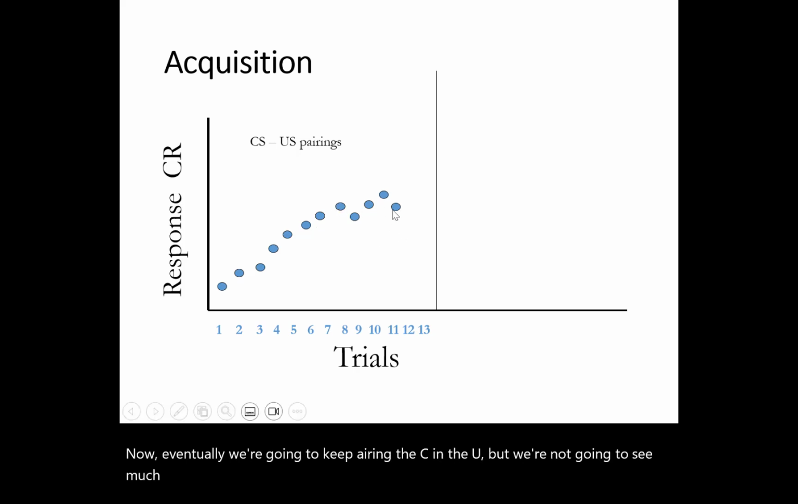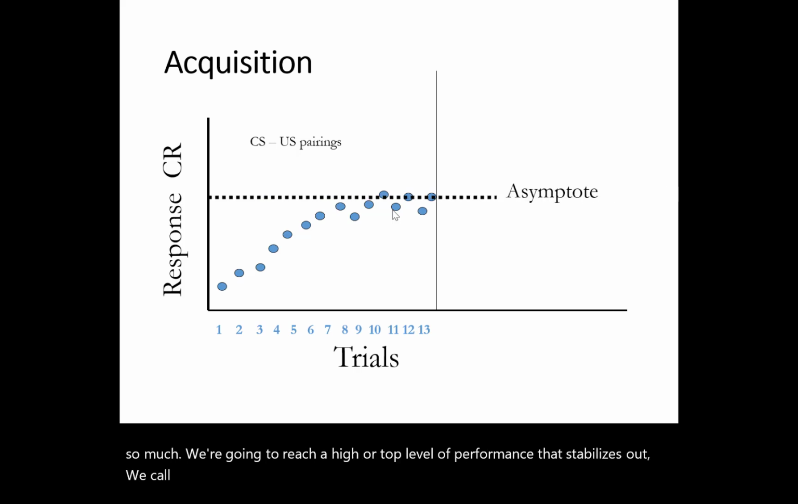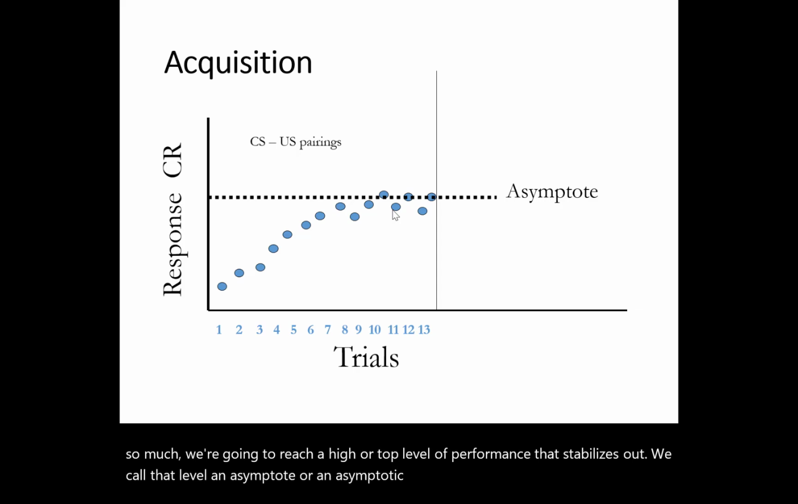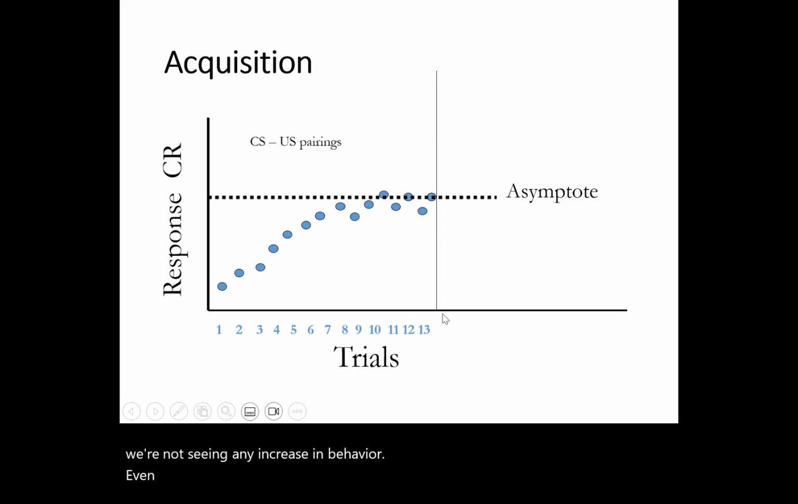Now, eventually, we're going to keep pairing the CS and the US, but we're not going to see much of an increase. Well, let's take salivation, for example. The animal can only salivate so much. We're going to reach a high or top level of performance that stabilizes out. We call that level an asymptote, or an asymptotic level of performance. Asymptote means we're not seeing any increase in behavior, even though we increase the number of times the CS and the US are paired together.